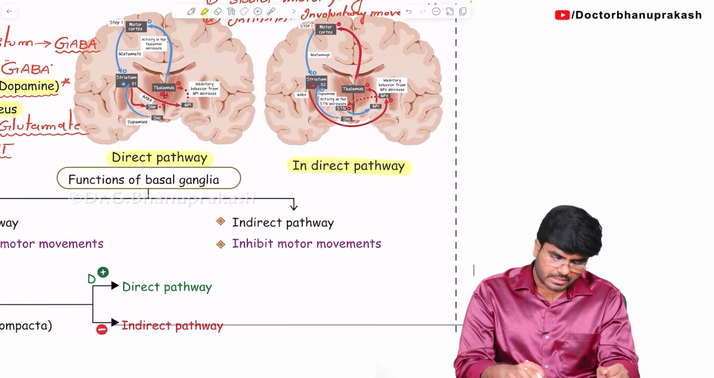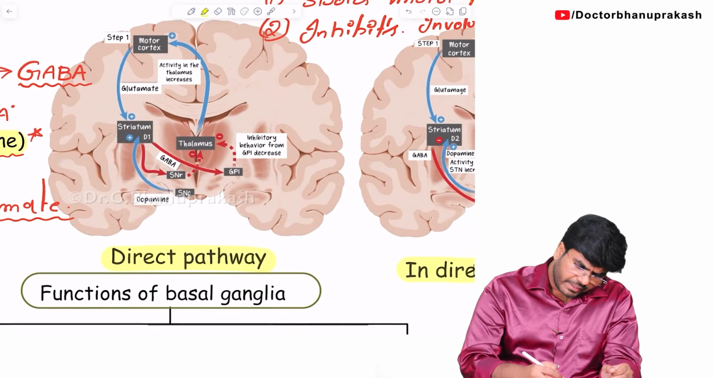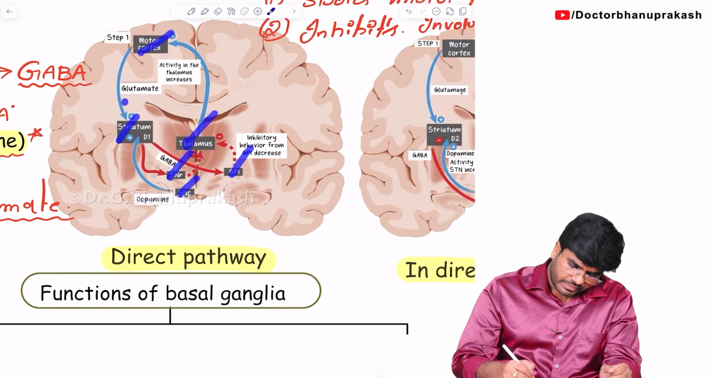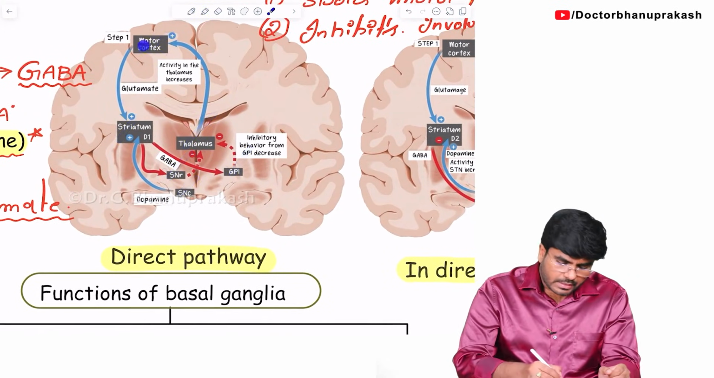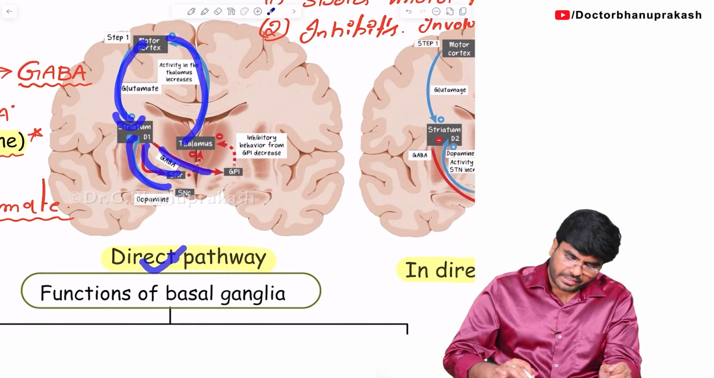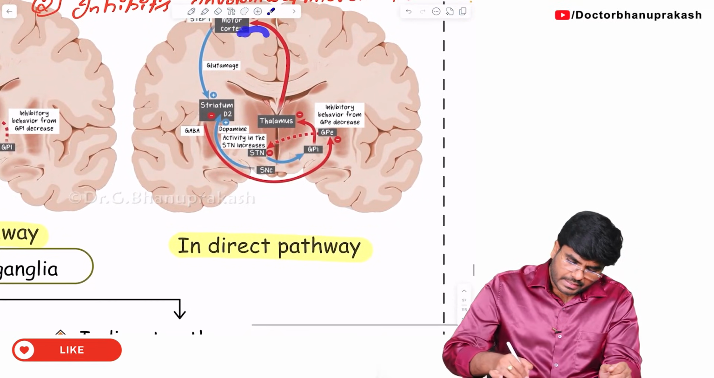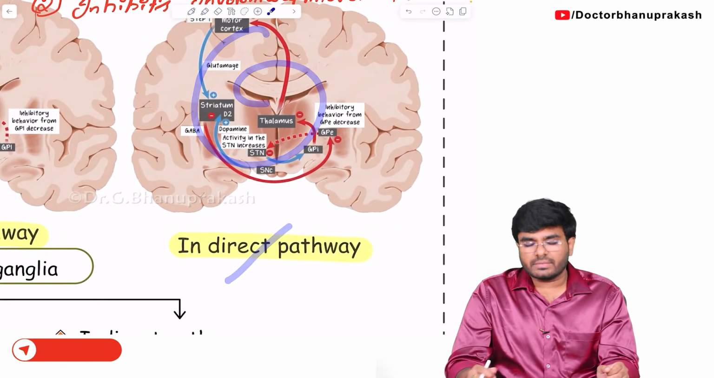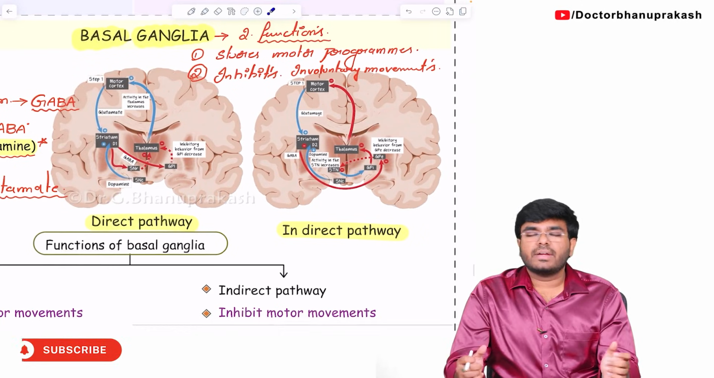Two types of pathways are present. Look here, in between the different structures of the basal ganglia, there are some connections. These connections are called either the direct pathway or the indirect pathway. So, what is the function of the direct pathway and the indirect pathway?